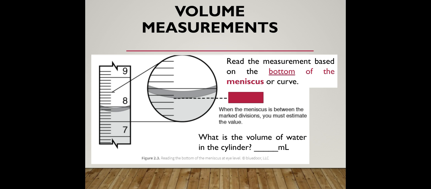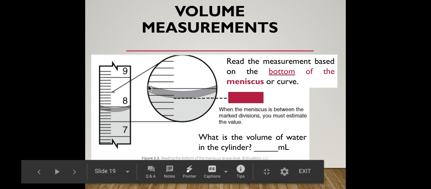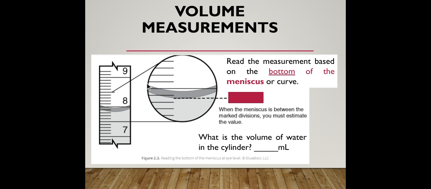How you read volume measurements is a little bit different than how you read length with a ruler or even mass with a triple beam balance. When you have a liquid, it is going to stick to itself and also stick to the container that it's in. So you can't just read a straight line across. You'll actually see that there's a bend in the liquid called a meniscus. So that's the bend or curve of the liquid.